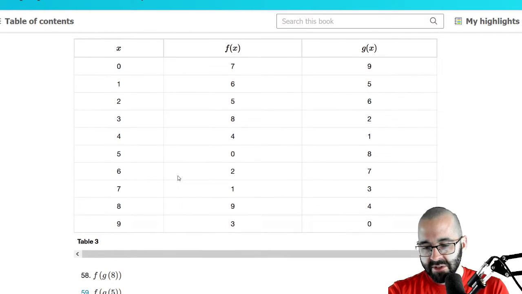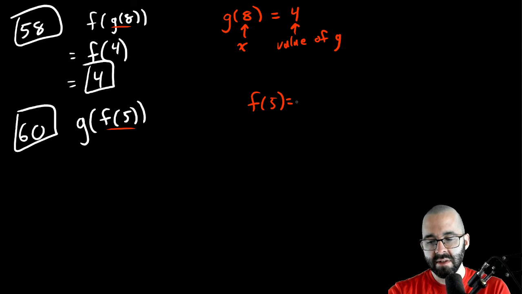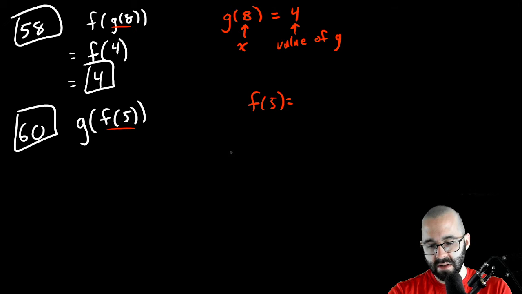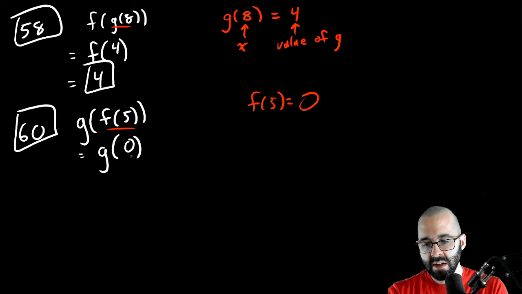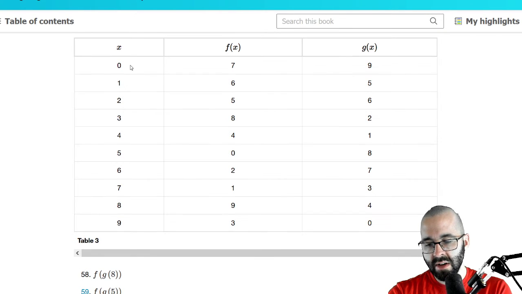60 is g of f of 5. We're going to start on the inside and say, what's f of 5? When x equals 5, f is equal to 0. Plug that in. We're now left with g of 0. When x equals 0, what is g? When x equals 0, g is equal to 9.